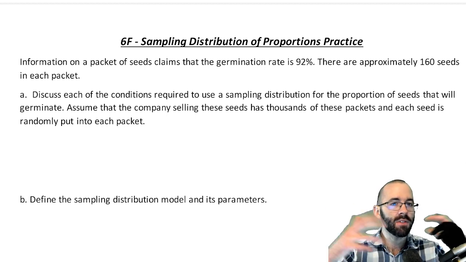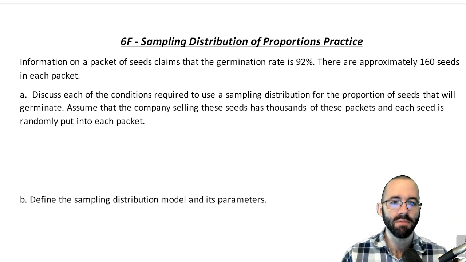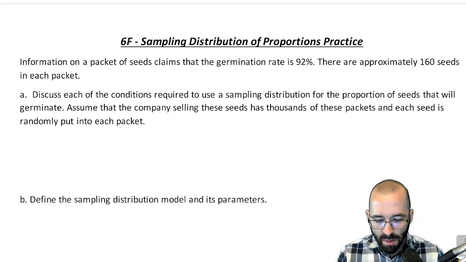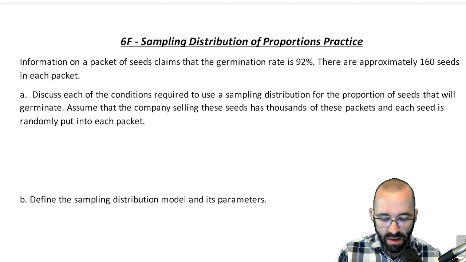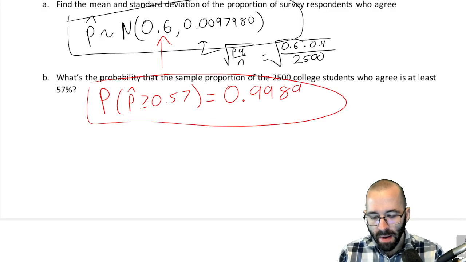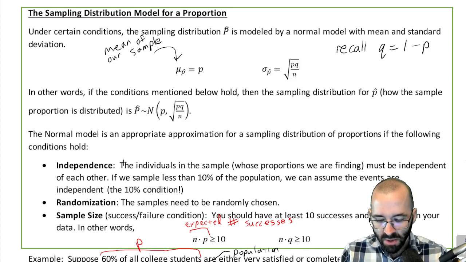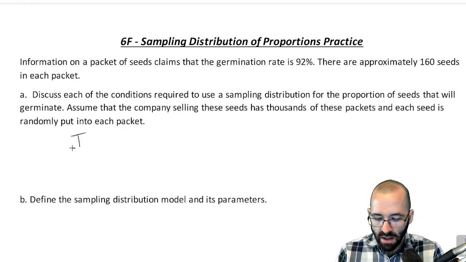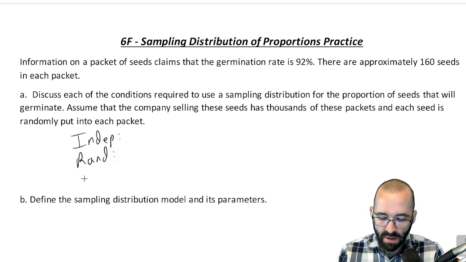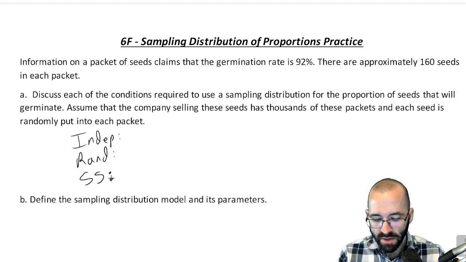How much will they be spread out? What are the chances of different germination rates? Assume the company selling these seeds has thousands of these packets and each seed is randomly put into the packet. So if you remember, the three conditions were independence, randomization, and sample size.